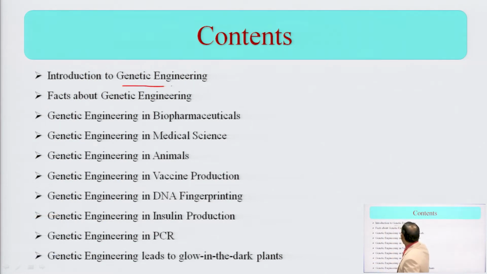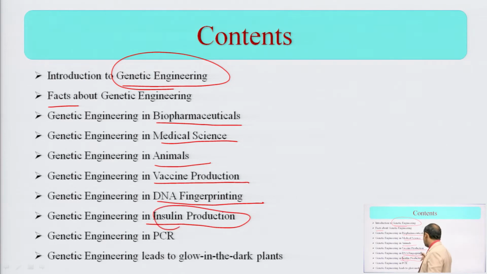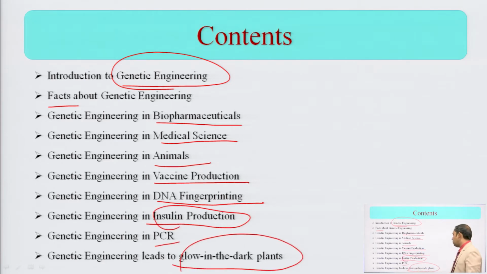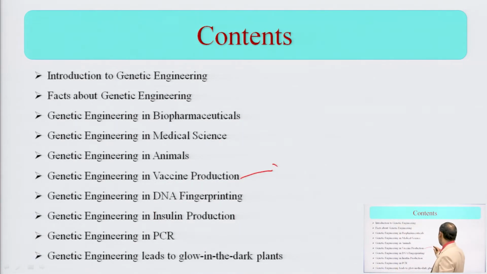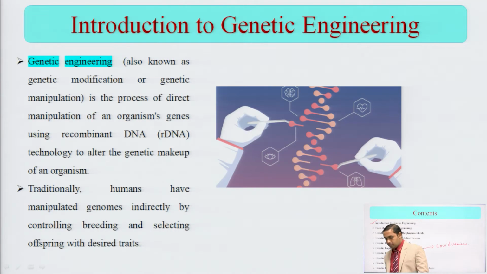I am going to tell you a basic introduction, then various facts, then how you can use GE in biopharmaceuticals, medical science, animal, vaccine production, DNA fingerprinting, also in insulin production, PCR, and you can also glow the plant in the dark environment. I have a very interesting topic along with these things. In the vaccine area, I will tell you about the COVID vaccine. There are lots of scientists making COVID vaccines by using rDNA technology or genetic engineering technology. So, let me start with the first topic, genetic engineering.